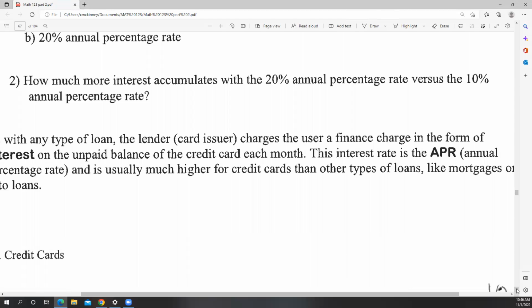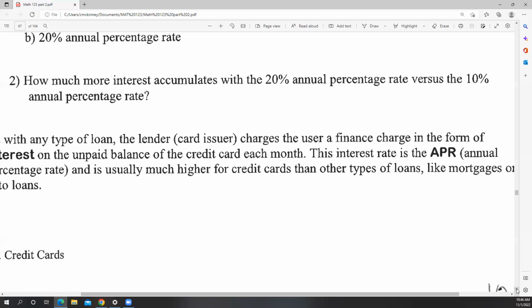Interest rates for credit cards are often much higher than interest rates for mortgages or car loans. Does anyone have an idea of why that is? Why is the interest rate so much higher for a credit card than your house or your car? You might use the credit card more than you would make payments, I guess.